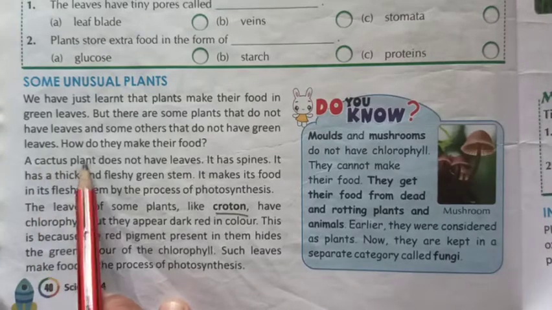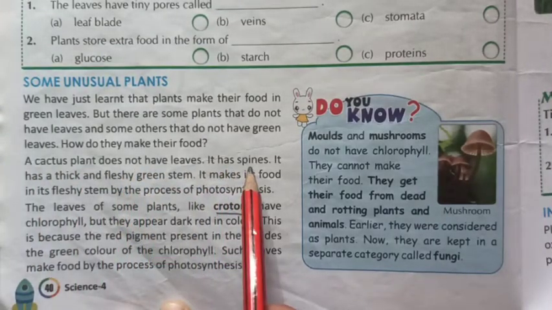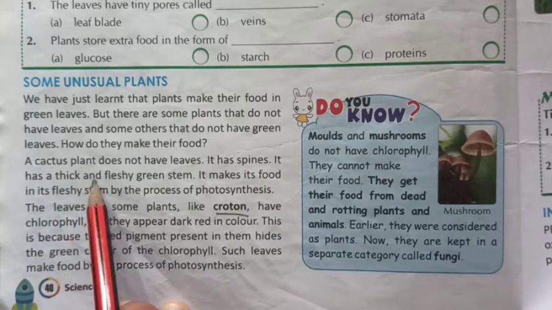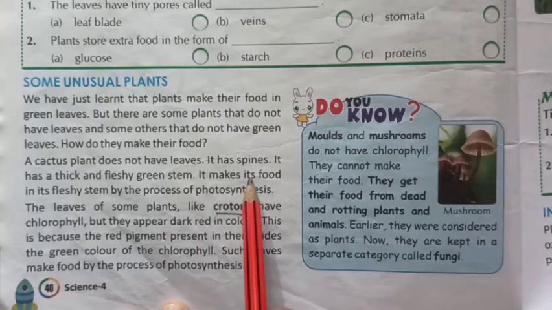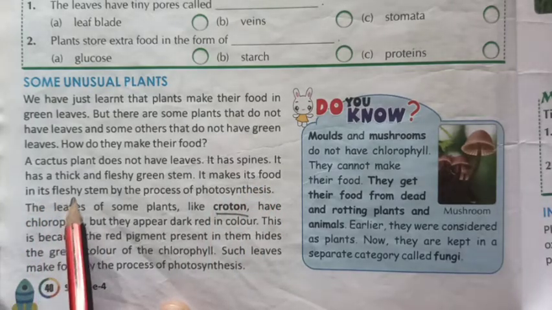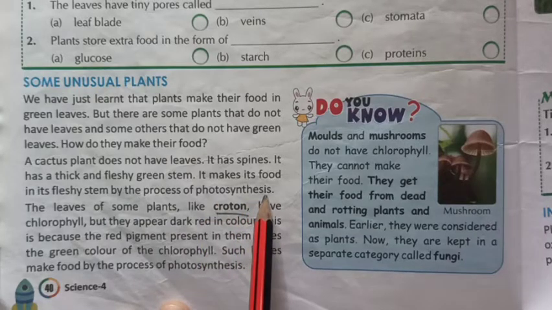A cactus plant does not have leaves. It has spines. It has a thick and fleshy green stem. It makes its food in its fleshy stem by the process of photosynthesis.